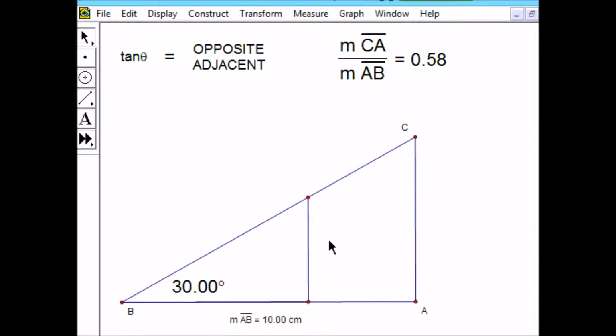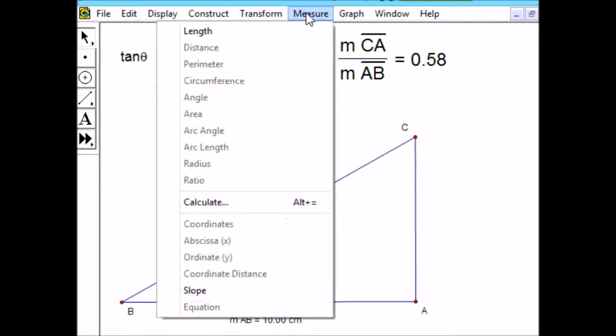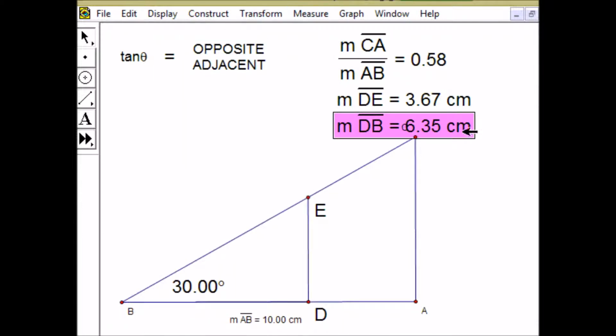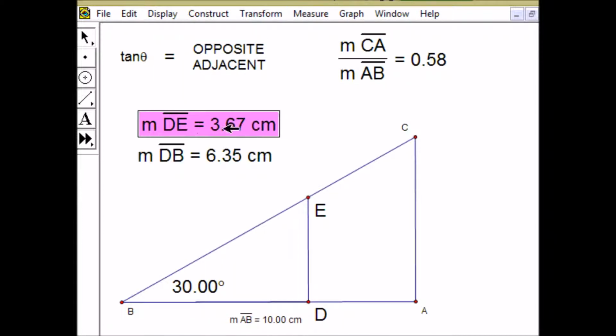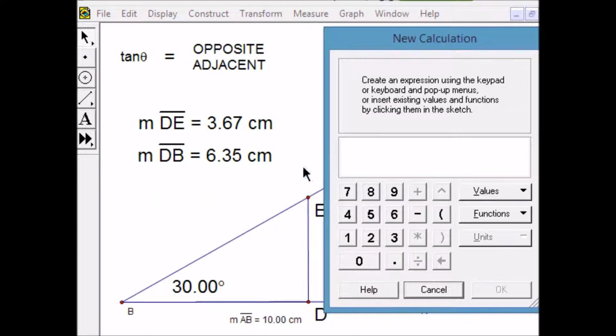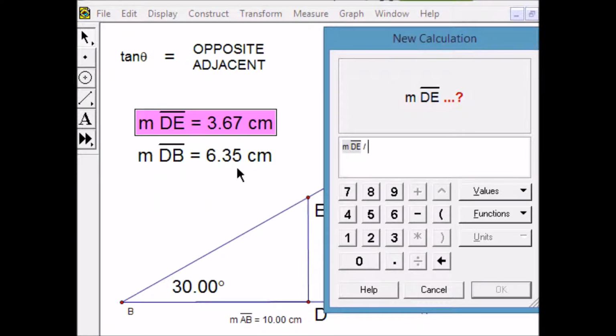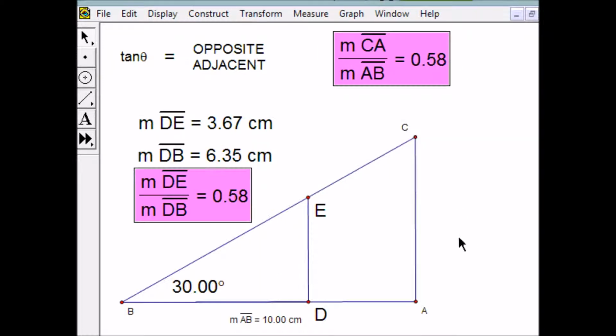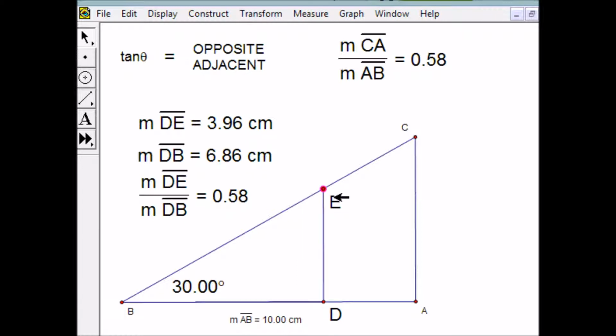So if I measure this length and measure this length down here, now if I were to divide these two, that's the opposite and that's the adjacent, I should end up with 0.58. So if I measure, calculate, and divide that one by that one there, we can see we get the same result of 0.58. And no matter where I move point E, these two lengths here are changing, but the ratio remains the same.